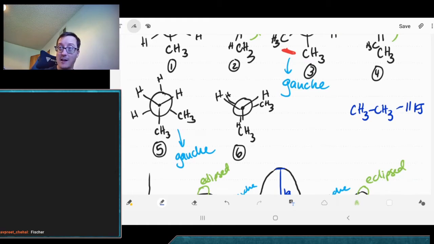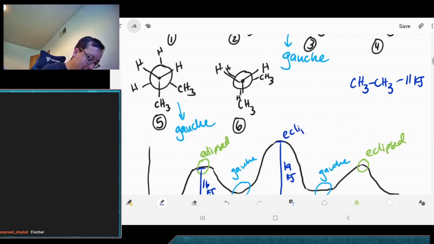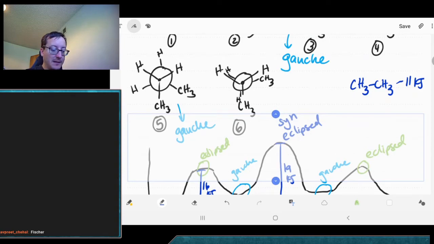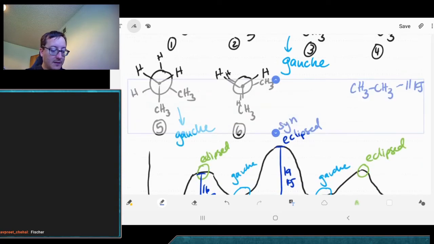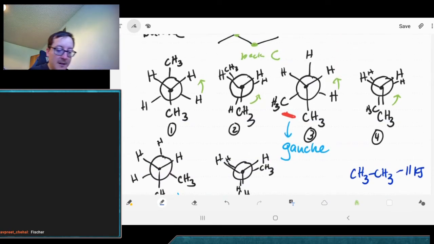So again, higher energy. This is also technically eclipsed, but we have a word to describe it, and we call this one syn eclipsed. So syn eclipsed means you have the worst case scenario, where our biggest groups on our molecule are interacting with each other, directly eclipsing each other. So syn eclipse right here.